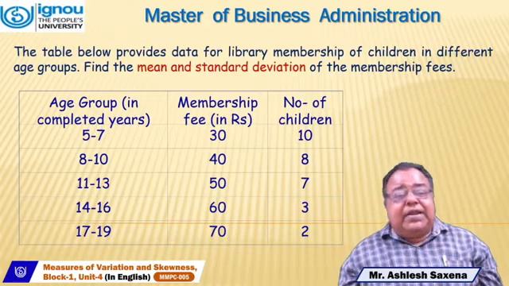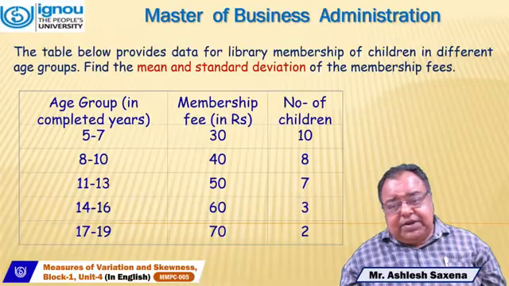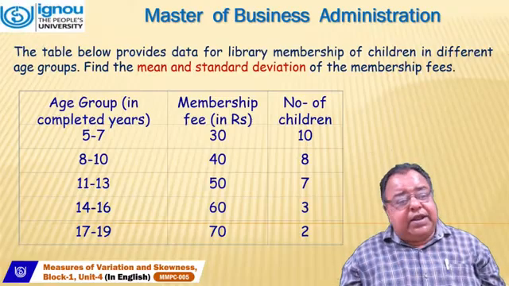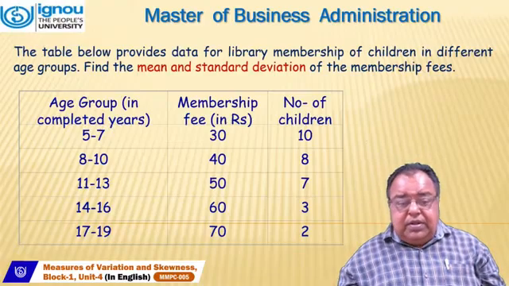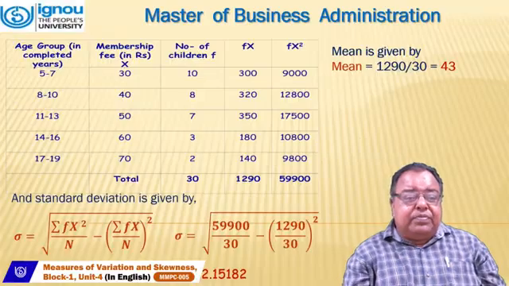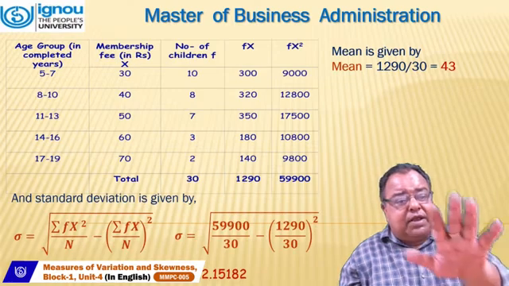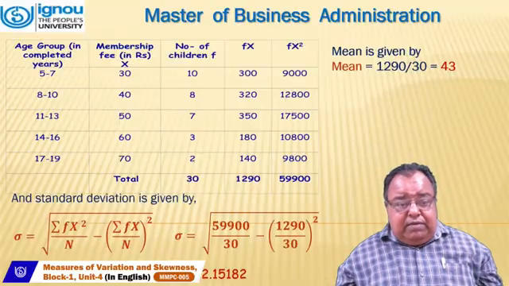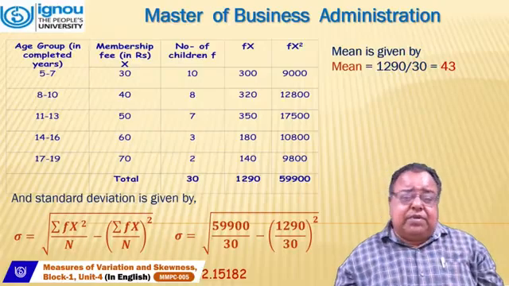Now we will see how mathematically mean and standard deviation are evaluated. We have been given this data about library membership of children of different ages. We have to find the mean and standard deviation of the memberships. What we will do? We will pick up the data. Three columns are given to us. The first column will be for the age group, second will be the membership fee, and third will be the number of students. From there, we will be evaluating fx and fx square. We will represent membership fee as x and number of children, that is frequency, as f.